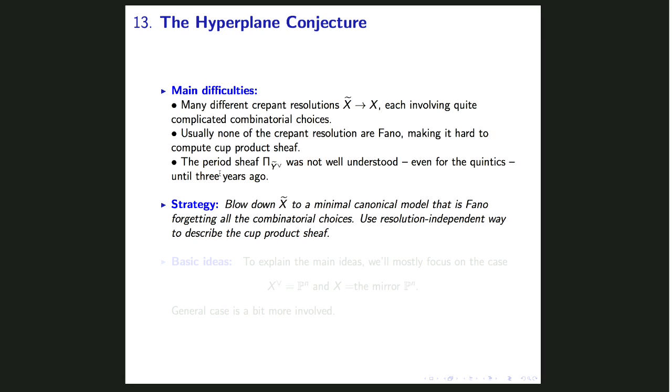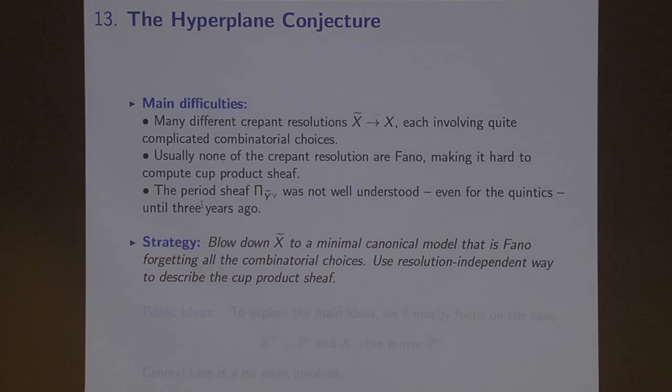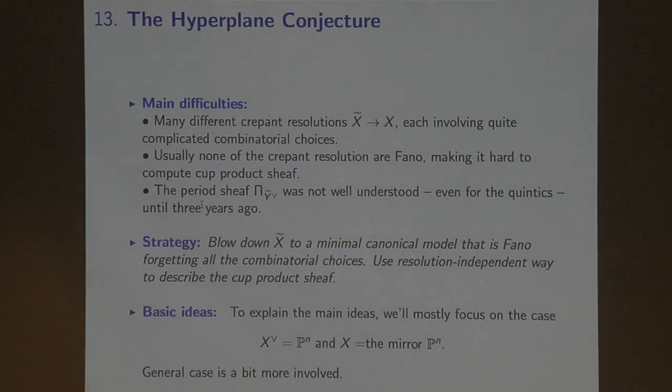Okay, so what is the strategy? Well, the strategy isn't exactly new, but it turns out that the tool available to carry out this strategy was only available in the last 3 years. So the strategy was that, okay, you have something that is not Fano, right? Well, blow it down to something minimal, and sort of forget all the combinatorial choices, and try to use a resolution-independent way to describe the cup product sheaf. So that's a nice idea.